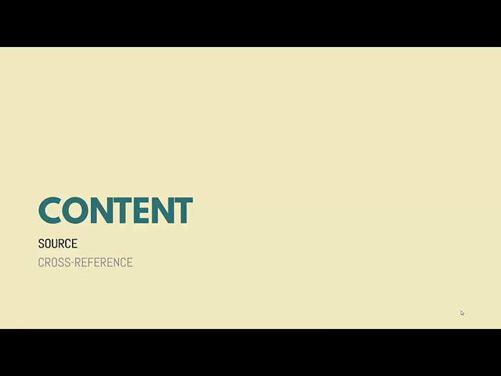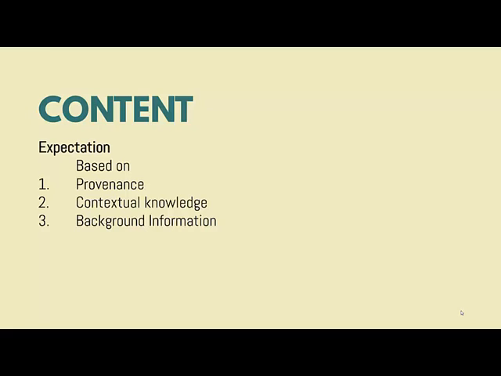So let's take a look at content. We have the source, and then you need to create this thing called expectation. You create your own expectation, and it's based on provenance, which is what is written at the top of the source, your contextual knowledge, what you really know about the source, and your background information, which is found right before your source. And your reality is what is actually reflected in the source evidence itself. After you have written your expectation and reality, you need to explain how it is matching, which we will go on to in a while.